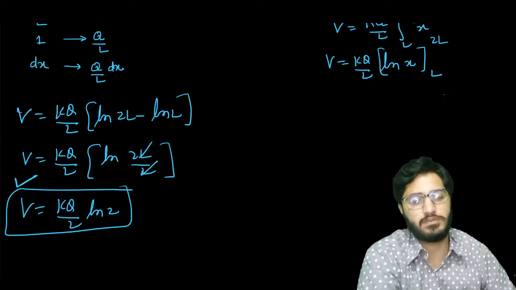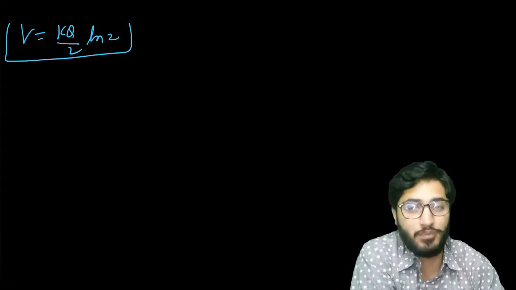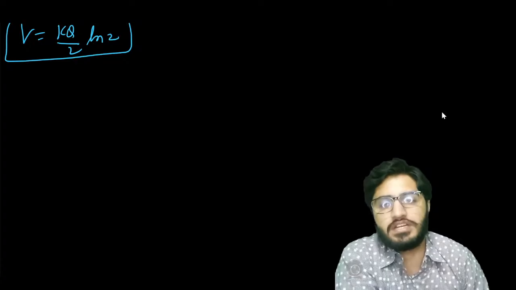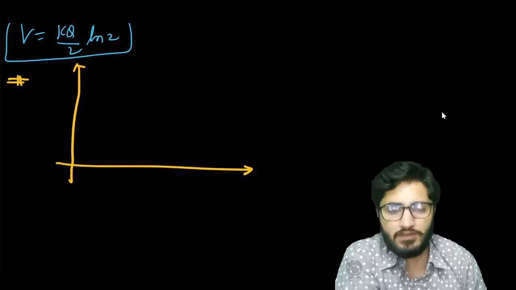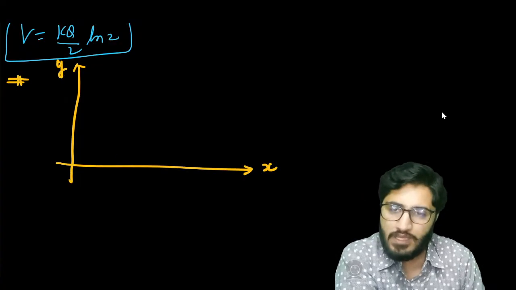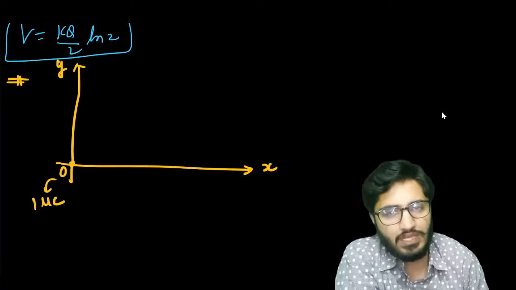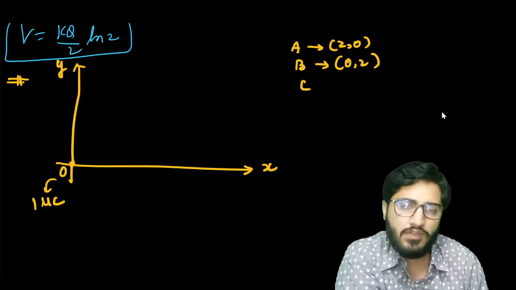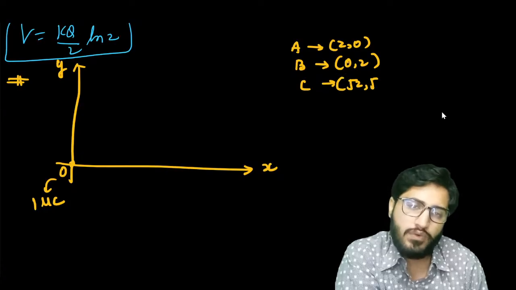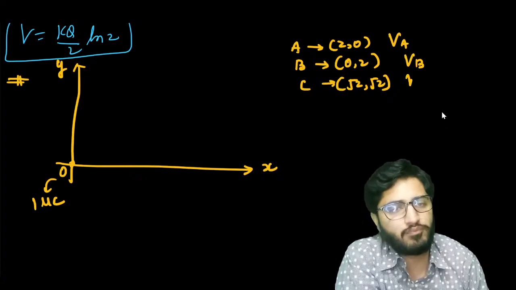Next numerical, somehow we need to apply some vectors here also, the coordinate geometry things. Look now, we have a coordinate system, x-axis, y-axis. At the origin, I have a charge of 1 microcoulomb. We have a point A with coordinates 2, comma 0. Point B is 0, comma 2. Point C is root 2, comma root 2. So what is the potential at A, at B, and at C?